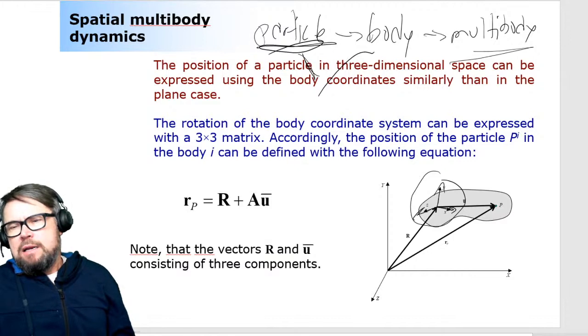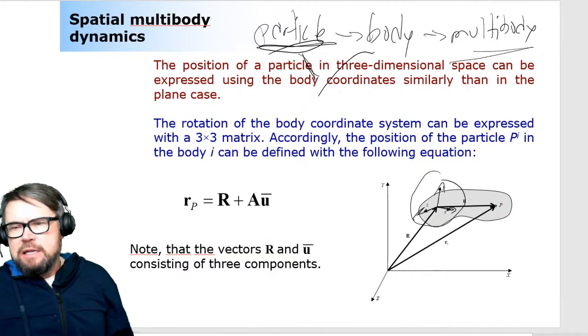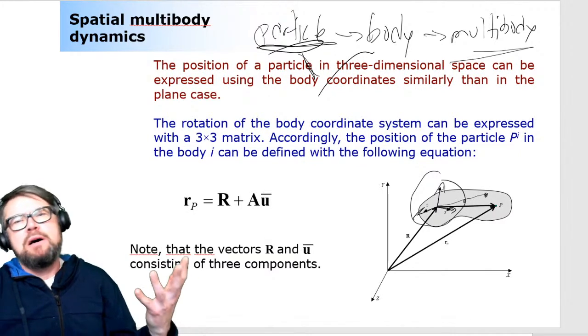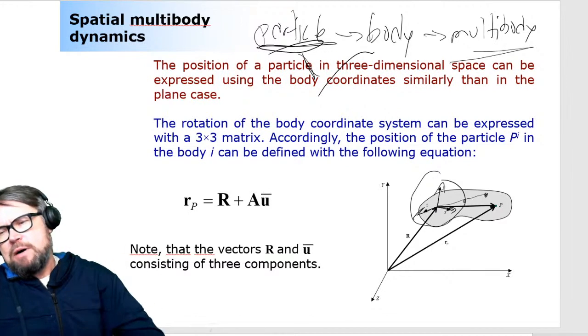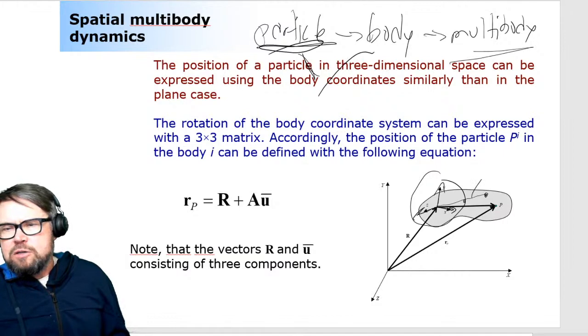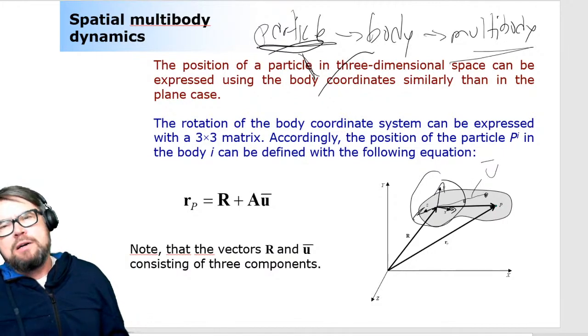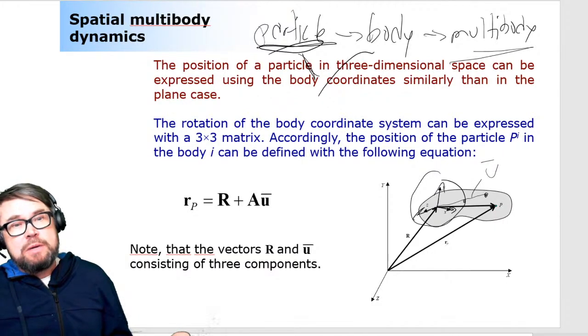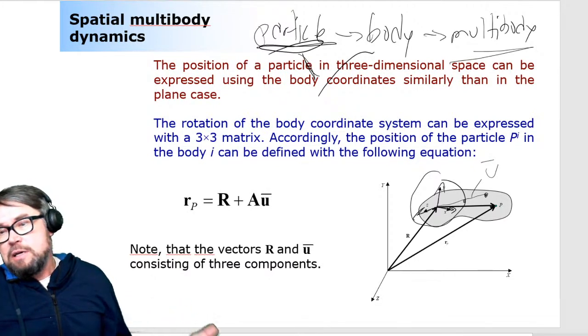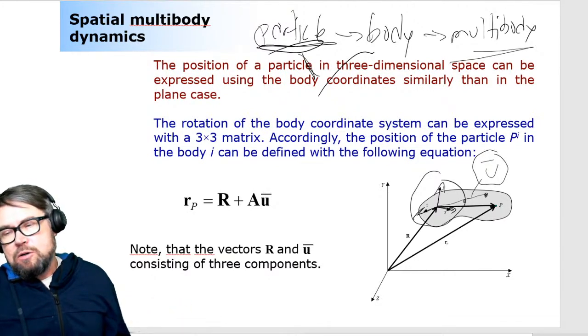Okay. Now what we're going to do is that with respect to this body reference coordinate system, we can easily describe every single particle, because there are millions and millions of particles that make up this body, by using a constant vector u bar. And it is a constant vector because we are assuming this body to be rigid. If it is rigid, then this vector u bar is constant.